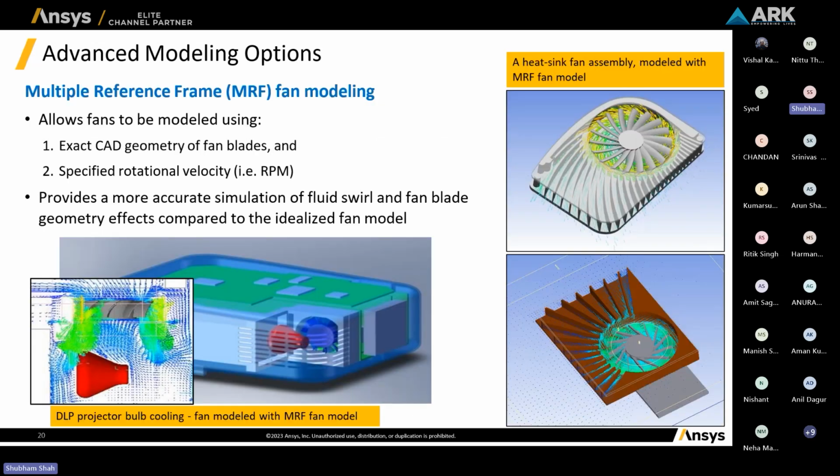Then this example shows the multiple reference frame, in short known as MRF modeling. MRF stands for multiple reference frame. This is for fan modeling. So we can either extract the CAD geometry of the fan blades and specify the rotational velocity, or else we can take the primitives of the fan that will be in 2D and use them in our model. Else we can use the model imported from our CAD SpaceClaim, and we have to specify the RPM.